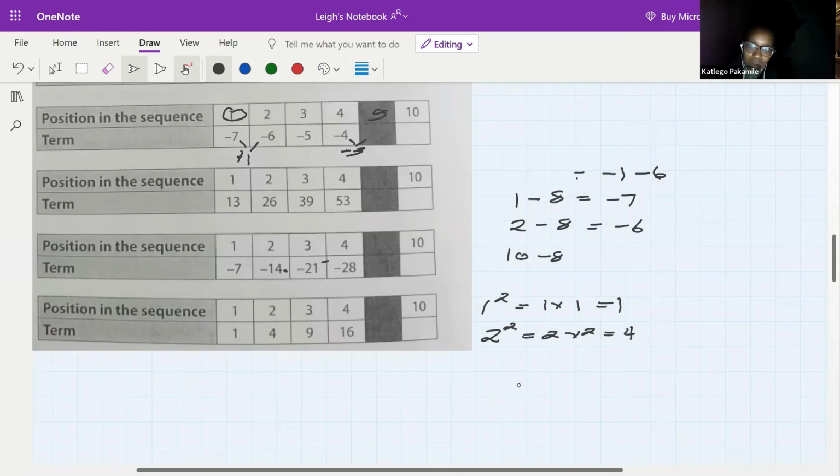Rolivua, can you tell us term number 10 quickly? Yes. Term number 10 is 100, because it's the quadratic sequence. Because it's 10 squared, which is 10 times 10, and that is 100.